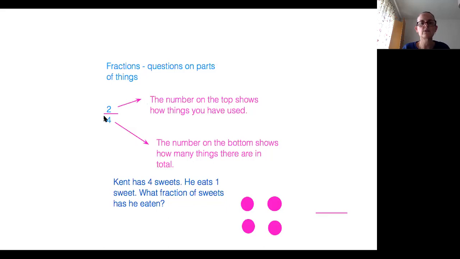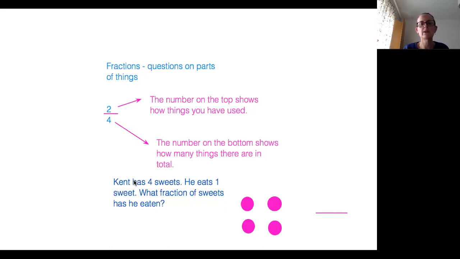So now let's think about it written down. So you have these 2 numbers. And the top number shows you how many things you've used or how many things are relevant. And the bottom number shows you how many things there are in total. So this number at the bottom stays the same. It doesn't move. Whereas the top number can change. It can be 1, 2, 3, or in this case, 4.